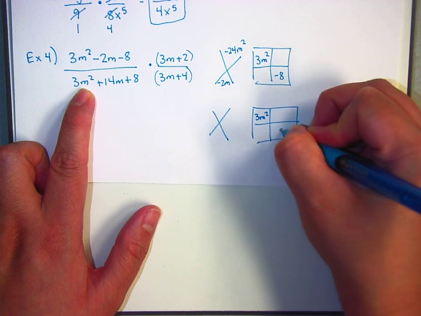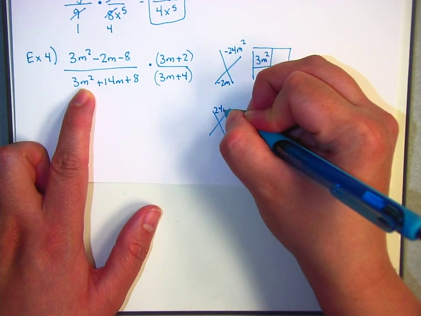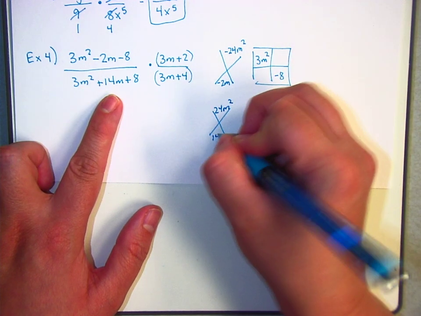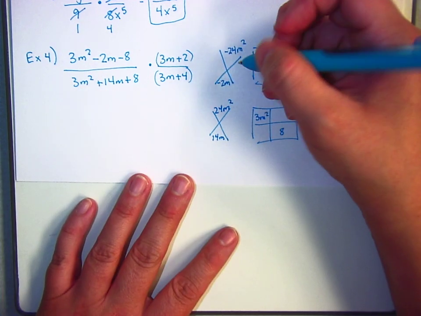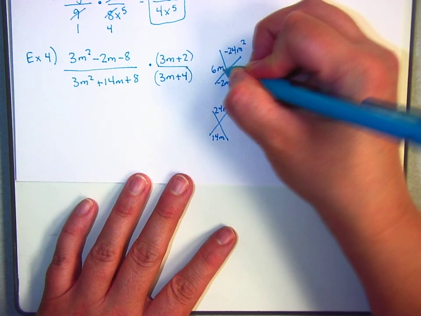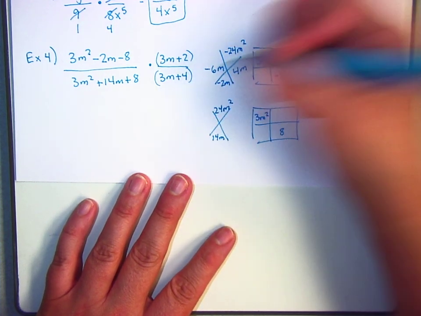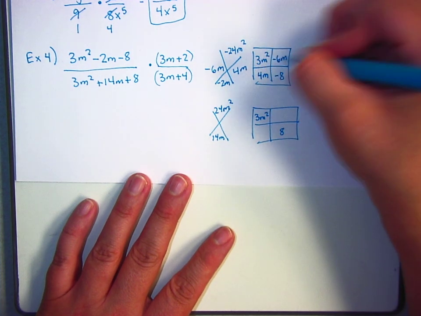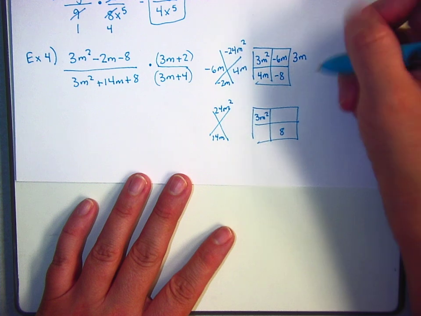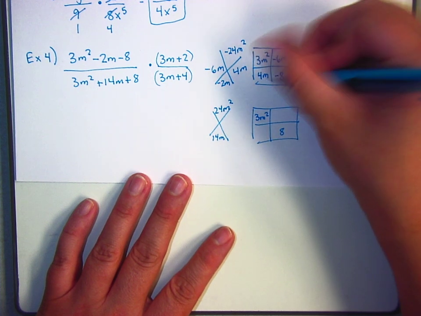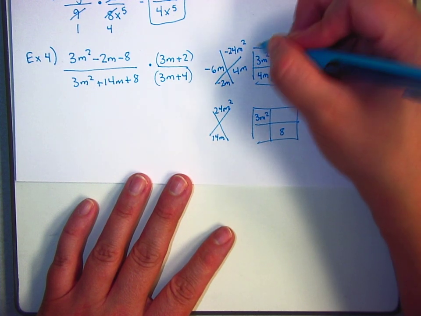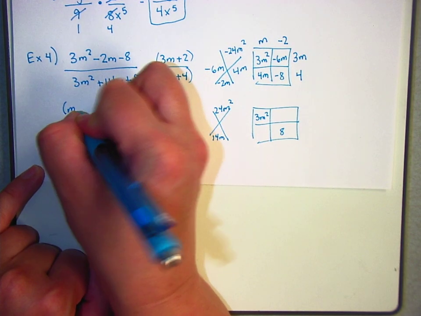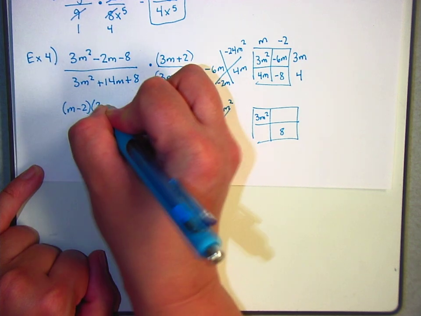3m squared, 8 positive 24m squared, and the bottom is a 14m. All right, let's see. This one has to be probably 6 and 4. And this one's negative. So in common here, I've got 3m. Here is 4. So it must be a negative 2 and probably an m. Yep. Okay, so the top of the first one is m minus 2 and 3m plus 4.